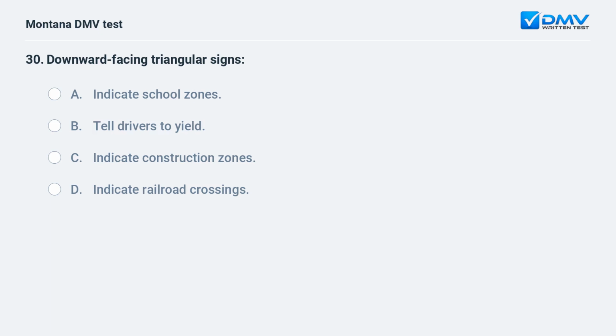Downward-facing triangular signs: A. Indicate school zones. B. Tell drivers to yield. C. Indicate construction zones. D. Indicate railroad crossings.